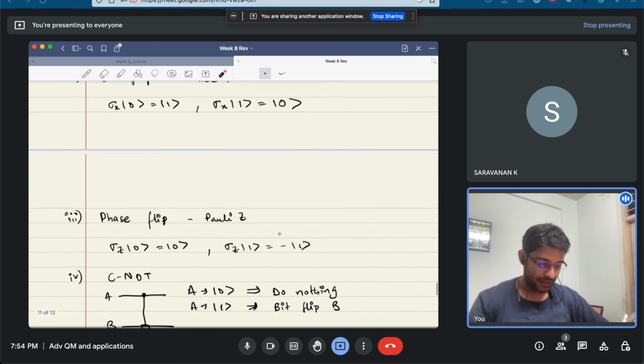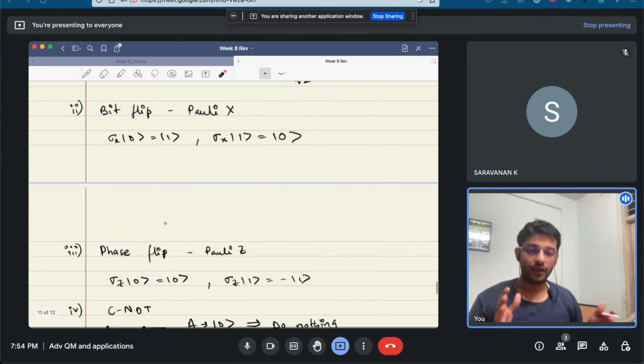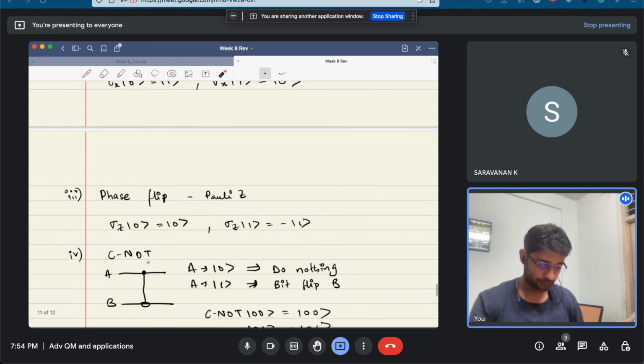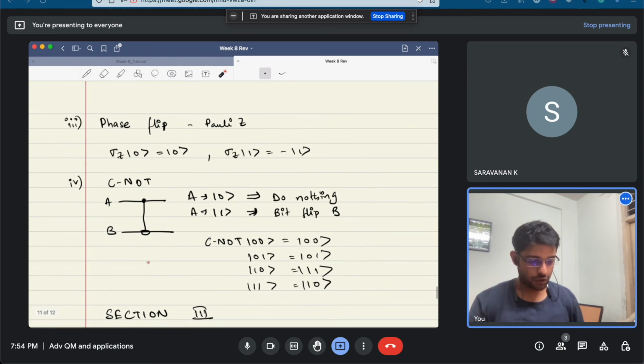Then we have a phase flip operator, which is non-existent in classical bits. In a classical bit, you have the bit flip, like you can switch using a NOT gate. If you have a 0, you put a NOT gate, you get a 1. But this phase flip is only present in the quantum universe. So in phase flip, if you operate on 0, it does nothing, and when you operate it on 1, you get a minus sign, which is essentially introducing e to the power i pi.